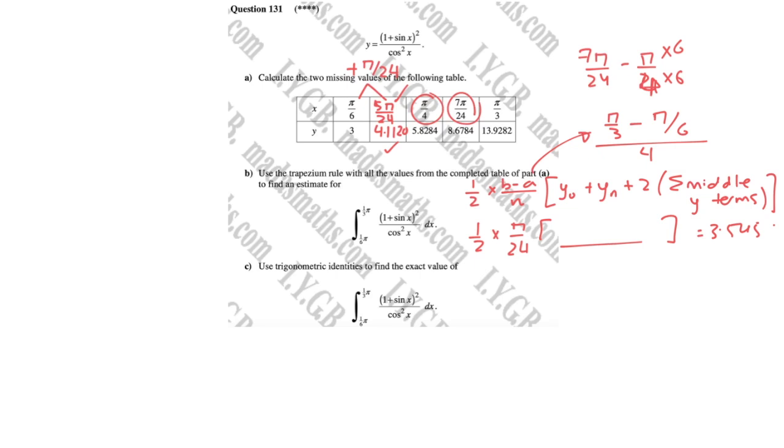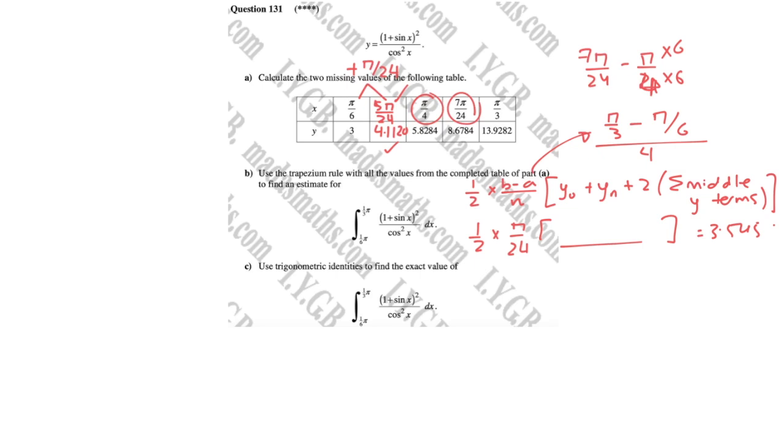Part C, guys. I haven't seen much integration to do with trig identities, so there's a very likely chance that this could come up in the exam. Okay, trig identities. What I would do is expand the brackets to integrate, as I know I cannot just integrate it the way it is. I can't use the quotient rule.